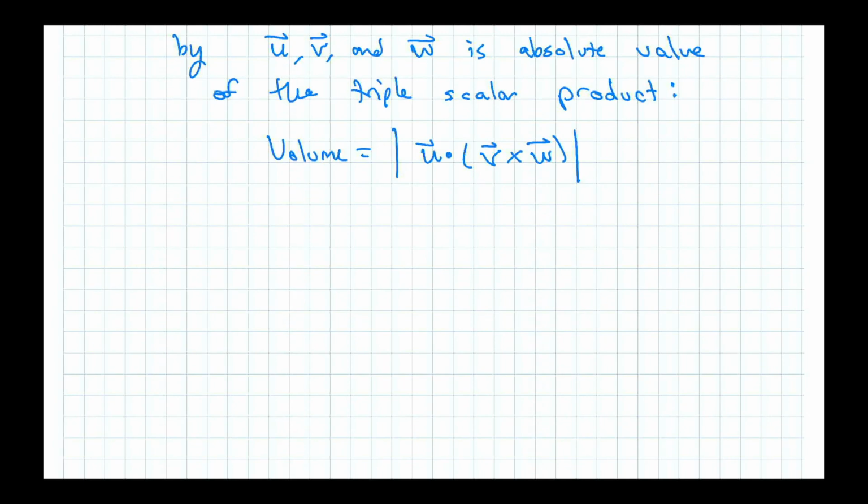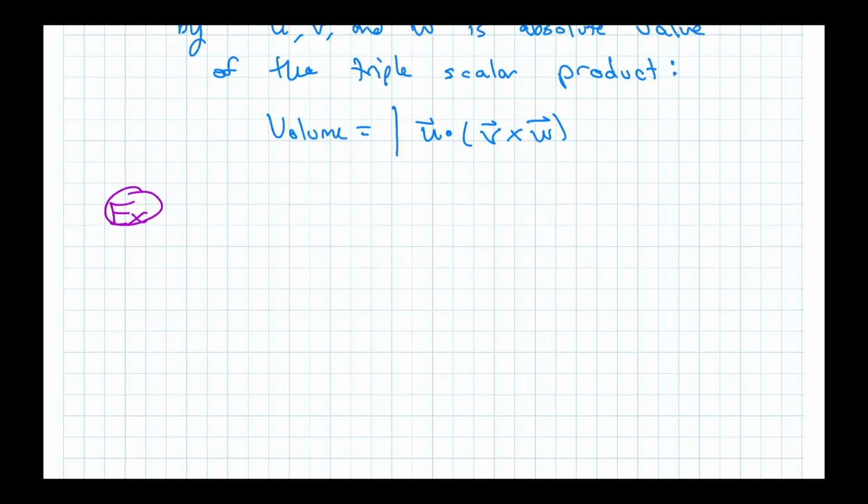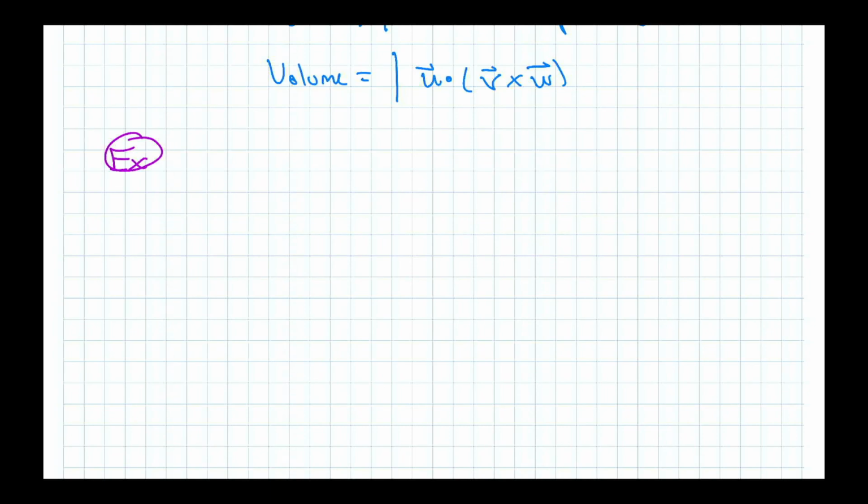Let's do one of these. We could use the book, but let's make up our own. Let's see if we can draw some vectors. I don't know if I can. All right, so this has got to be X, this has got to be Y, and this has got to be Z. Let's just pick a couple of vectors. They can be anywhere we want. So let's say we do this.